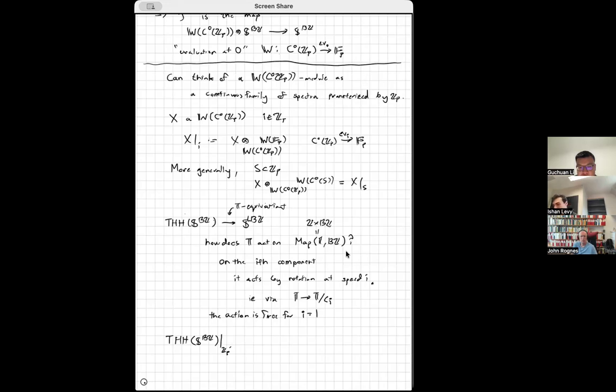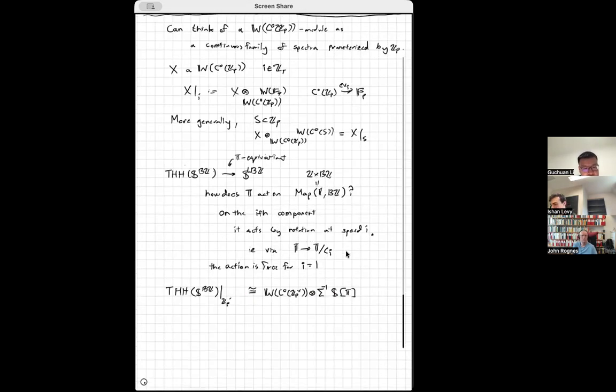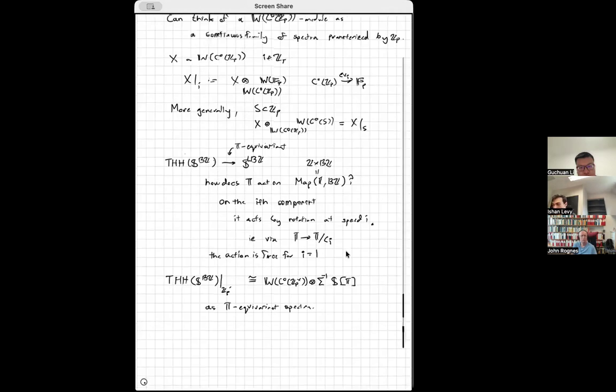And what you'll see is that the action here is free, namely this is isomorphic to just the spherical Witt vectors of the continuous functions on Z_p cross, which is the ring it's a module over, tensored with a minus one suspended free action. So namely just the circle acting on itself freely. This is a circle equivariant isomorphism, so this is as T equivariant spectra.